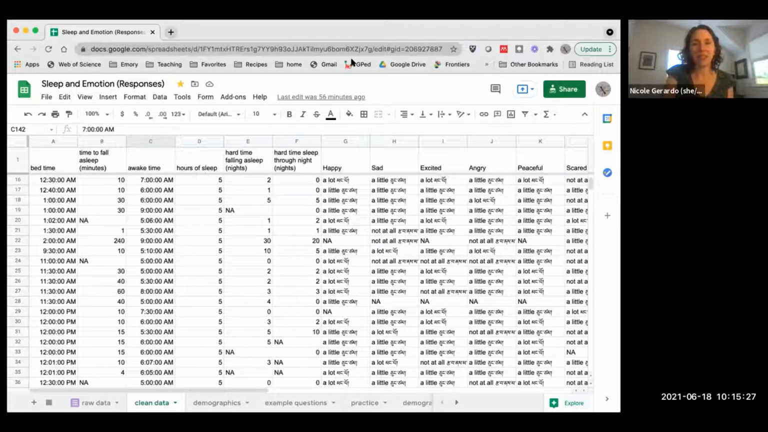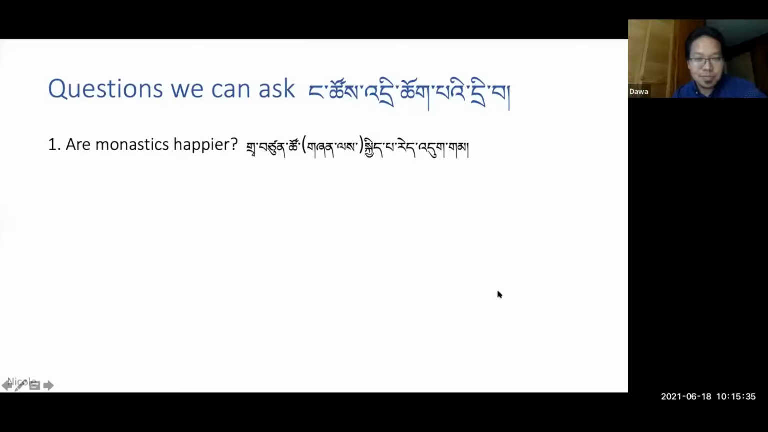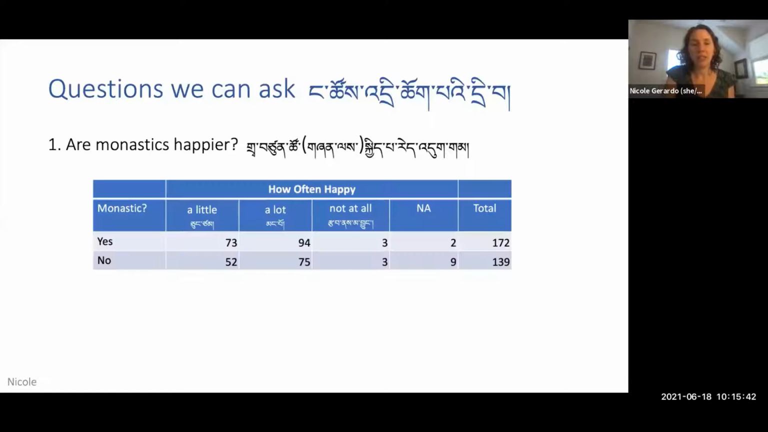So let's look at a few questions. Okay, so going back to this question, the question is, are monastics happier? And so what we did is we first said, who said they were a monastic and who said they were not. Right, so this is the people who said they were monastic. And we have about 170, and we have about 139 people who said they're not monastic.